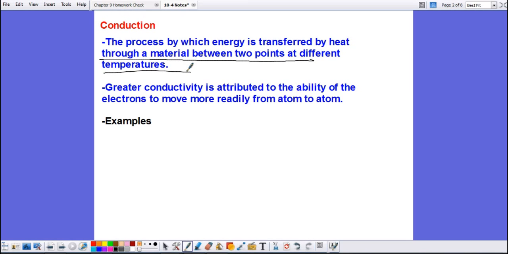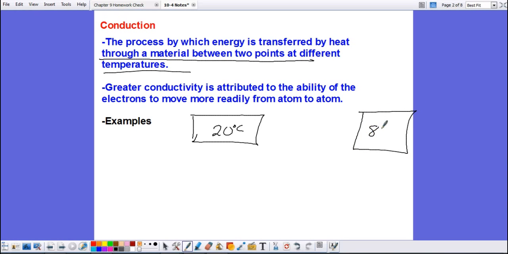Okay, so for conduction, you have to have two objects. So here's object number 1, maybe it's at 20 degrees Celsius. Then you've got object number 2, it's at 80 degrees Celsius, so it's a little bit warmer. For conduction to work, you have to have something connecting these two. They need to be touching in some way. So maybe you've got a metal rod or a metal pipe. And therefore the heat, remember heat is an energy, the energy can go from the hotter to the colder until they reach thermal equilibrium.